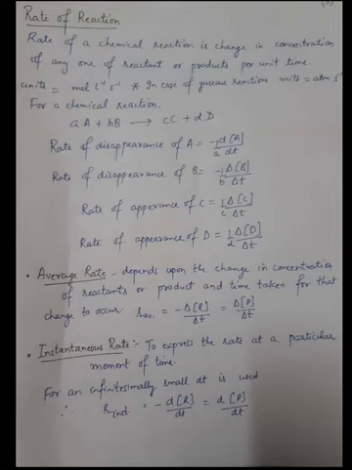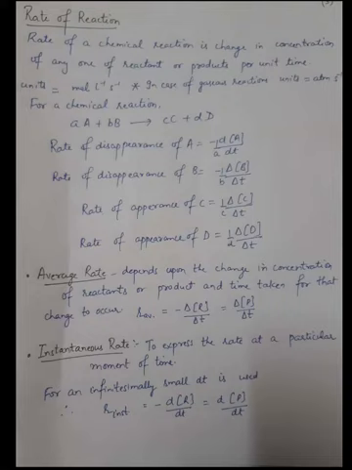Now the rate of appearance of C, as the product is being produced, is equal to 1 upon c, delta C upon delta t, and the rate of appearance of D is equal to 1 upon d, delta D upon delta t.